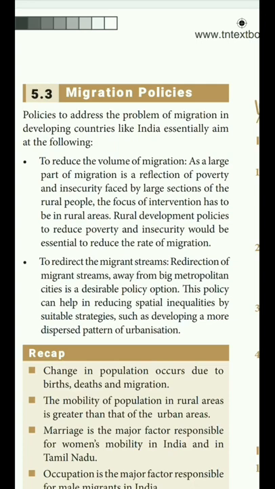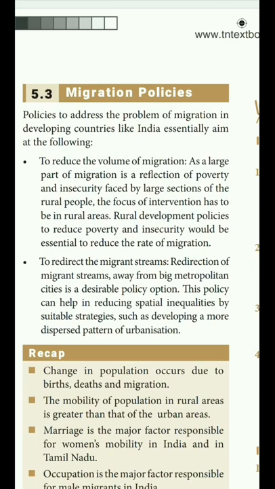Redirection of migrant stream away from big metropolitan cities is a desirable policy option. This policy can help in reducing spatial inequalities by suitable strategies such as developing a more dispersed pattern of urbanization. It happens in urban places, that is, the cities. It is not a compulsion or anything. It is a desirable policy. What is the meaning of desirable? They themselves choose and they will move.